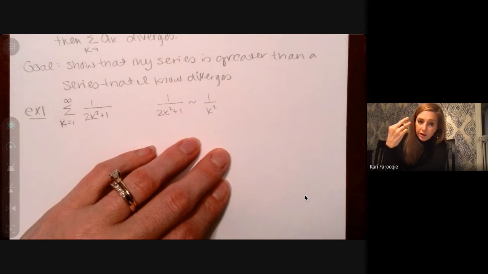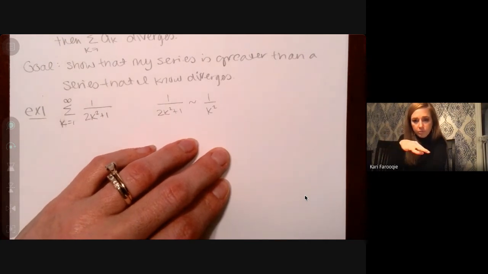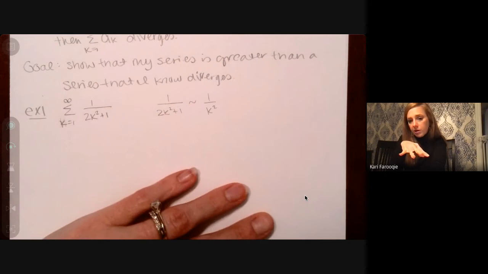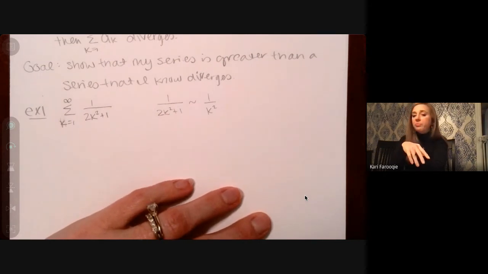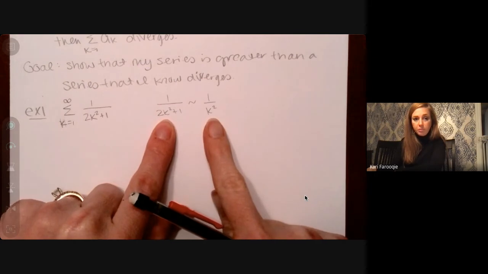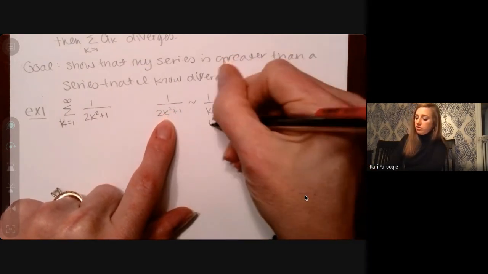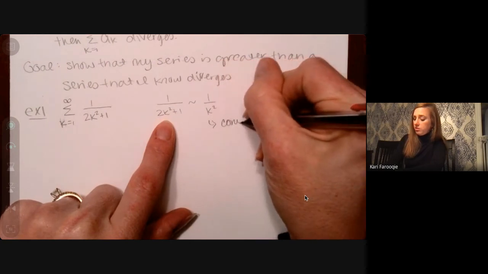So this is my goal. I want to first find a series that I can compare this to. And the goal after that is going to be to show that my series is either greater or smaller, depending on exactly what I'm trying to show. But the first thing is to come up with some sort of series that resembles this. Once you have that, then you're going to say, okay, this is a convergent p-series.